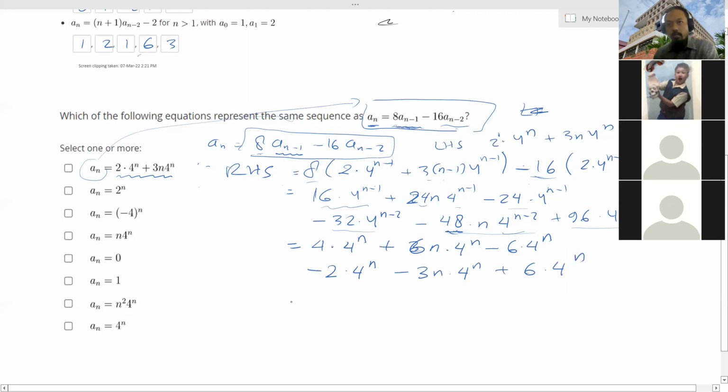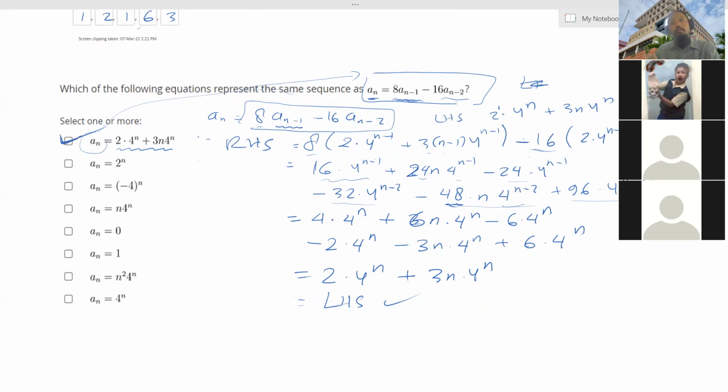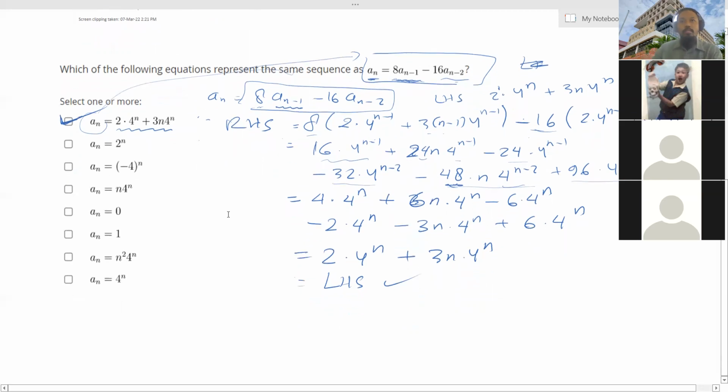Now what we have is actually 2 times 4 to the power of n plus 3n times 4 to the power of n. Yeah. So which is the left hand side. Yeah. Okay. So yes, this is correct. Which one of you got this correctly? Any question? No? If not, then let's move on.